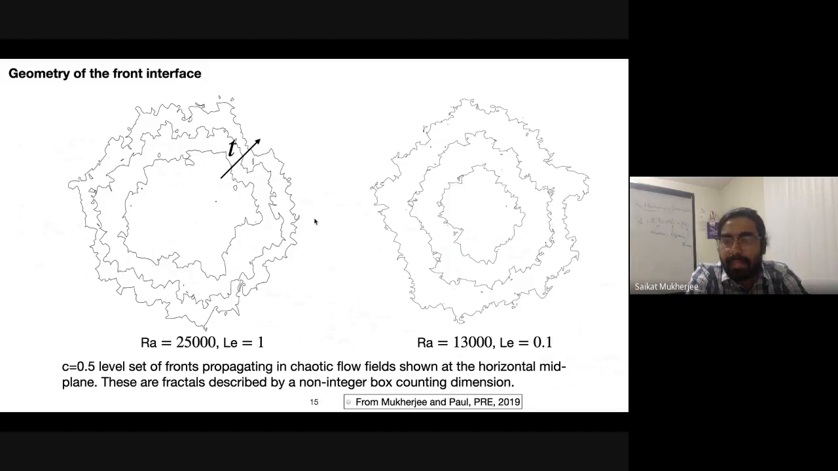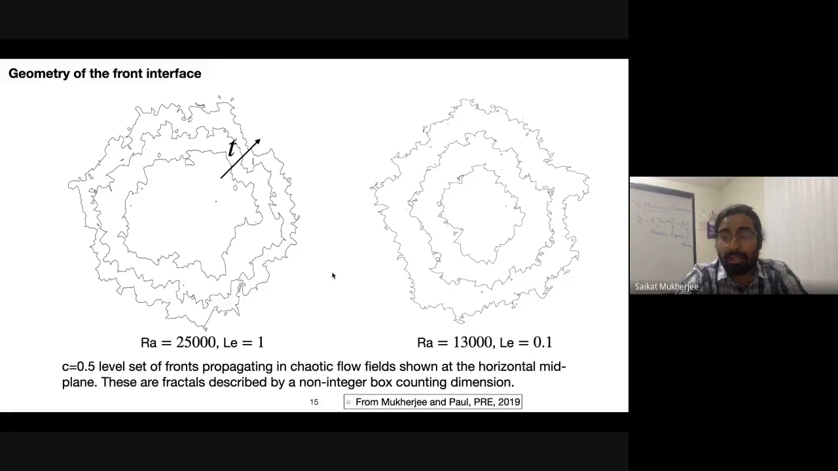Basically these are level sets of C equal to 0.5 contours at Rayleigh numbers which have crossed the oscillatory instability limit. You can see here the level sets have discontinuous pieces, and it's extremely complicated in terms of the shape. And so what we find is that these shapes are actually fractals with non-integer box counting dimensions.